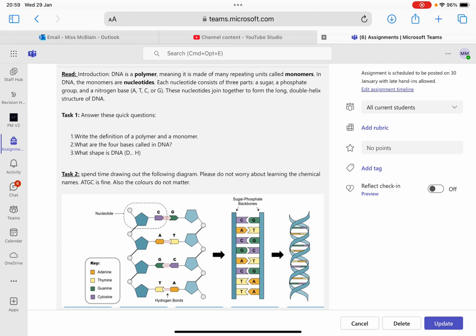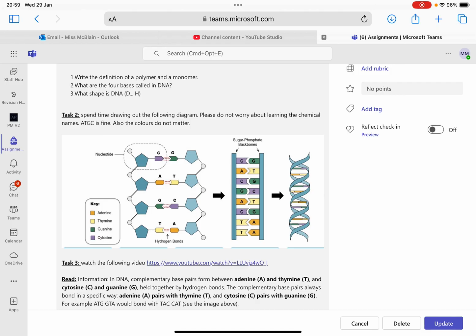So we'll go on to practice in a moment. But what I'd like you to do first is to answer these three questions. The first one is write a definition of a polymer and give an example, and what a monomer is and give an example. The second question, what are the four bases called in DNA? So these are the letters. You only need to know the chemical names at A level. And number 3, what shape is DNA? It's that twisted ladder and it starts with a D and the second word begins with an H. So pause it here, write your answer and then press play and I'll tell you the answers.